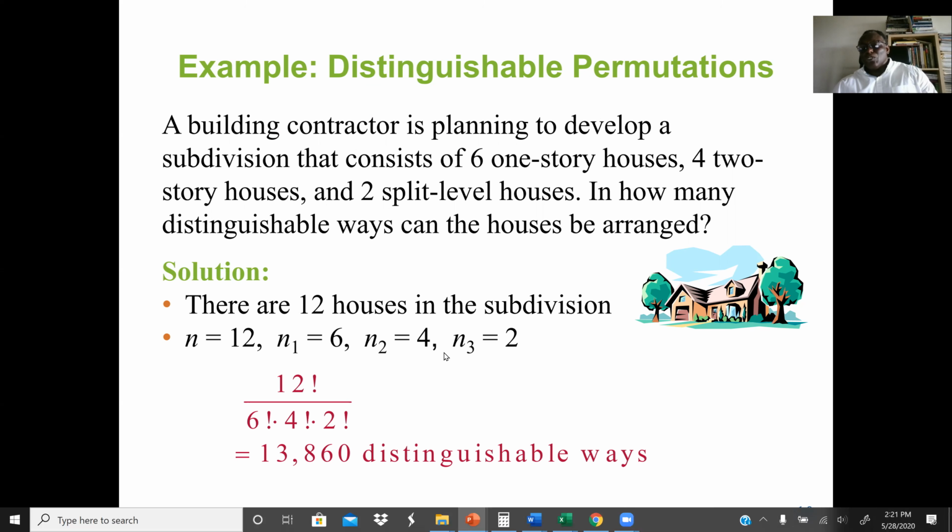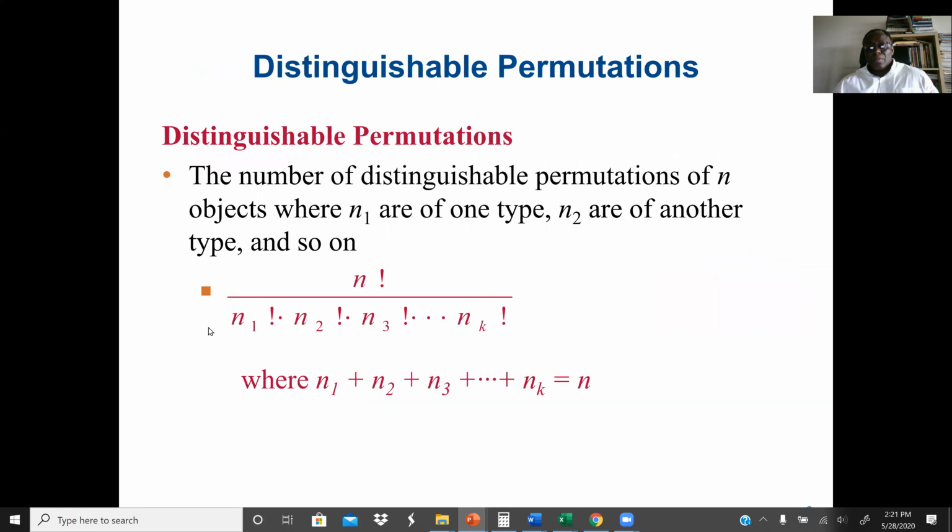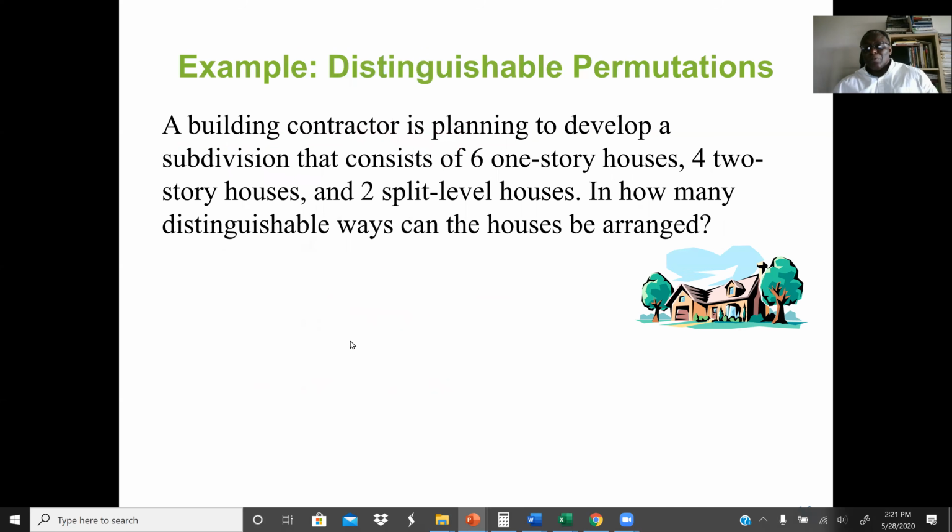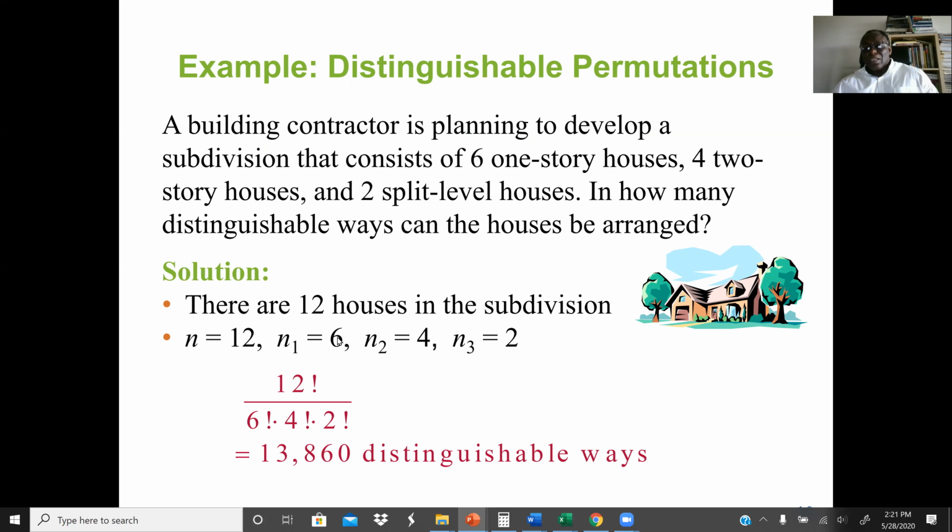But n1 is 6, n2 is 4, n3 is 2, based on the type of houses: 6 one-story, 4 two-story, and then 2 street-level houses. So the total we get is 12. Now they ask, in how many distinguishable ways can the houses be arranged? Remember the formula: n factorial over n1 factorial, n2 factorial, n3 factorial, up to nk. So 12 is the total, and it will be 12 factorial divided by 6 factorial times 4 factorial times 2 factorial. And this will give us 13,860.